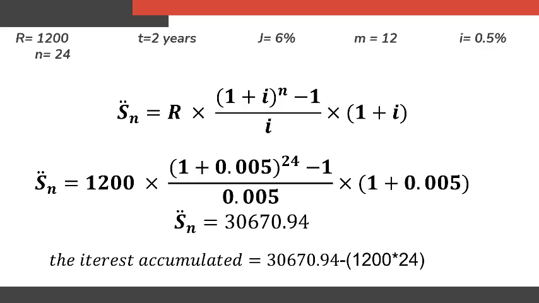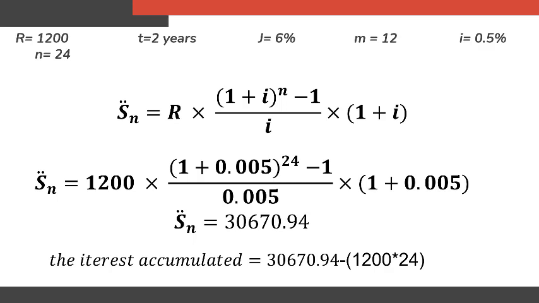In this example, R equal 1,200, T equal 2 years, J equal 6%, M equal 12, and I equal 5%. From the formula, I equal J over M, and N equal 2 years times 12 equal 24 annuities. In the formula, S double dot N equal R times 1 plus I to the power of N minus 1 over I, times 1 plus I. We have S double dot N equal 30,670.94 dollars.